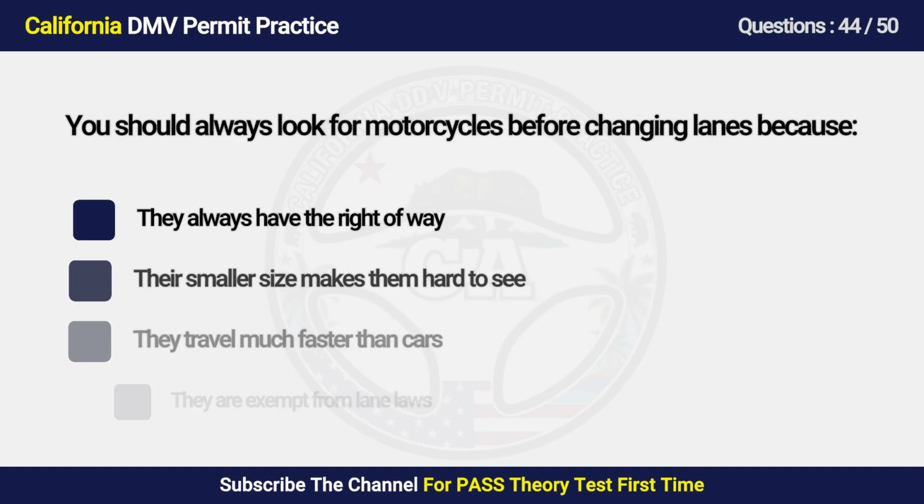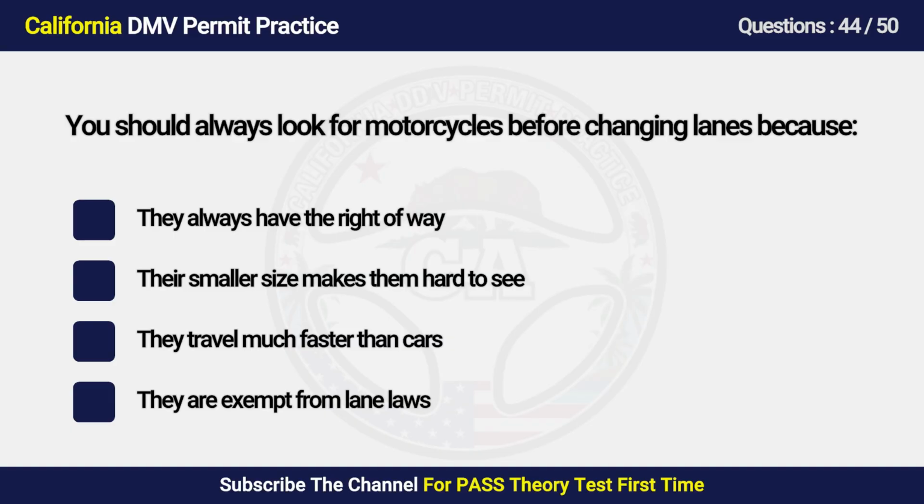Question 44. You should always look for motorcycles before changing lanes because A. They always have the right of way. B. Their smaller size makes them hard to see. C. They travel much faster than cars. D. They are exempt from lane laws.